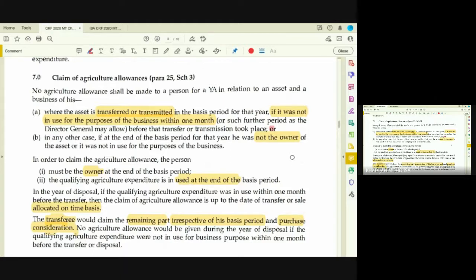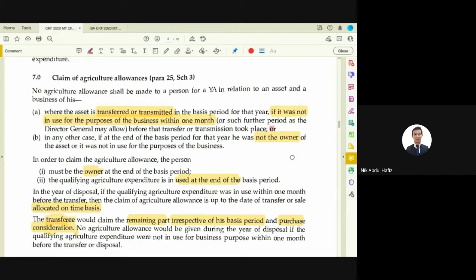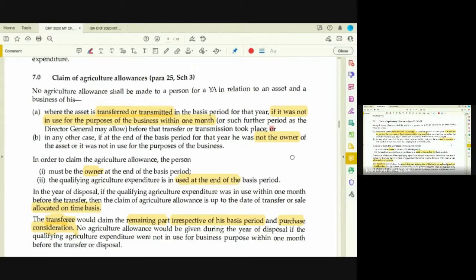Which part do you not understand? Must use the asset within 1 month. So for example, you dispose on 1st of March, and then you must make sure that prior to disposal, 1st of March, 1 month means February. Prior to that, okay? So in February, you must make sure that you use the asset for business. If you do not use the asset for business, you cannot claim allowance on the asset.